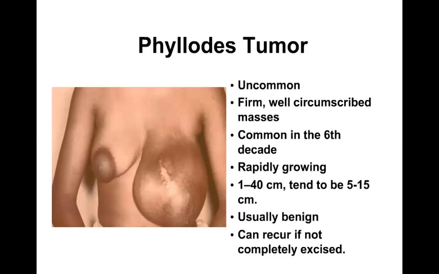Phyllodes tumor, it is an uncommon kind of tumor that is common in later decades of life. It is a rapidly growing benign tumor, and the size can grow up to 40 centimeters. They are firm, well-circumscribed masses. Most of the times they are benign, but they can recur if not completely excised. You can see in this picture how a big phyllodes tumor can cause significant disfigurement of the breast.